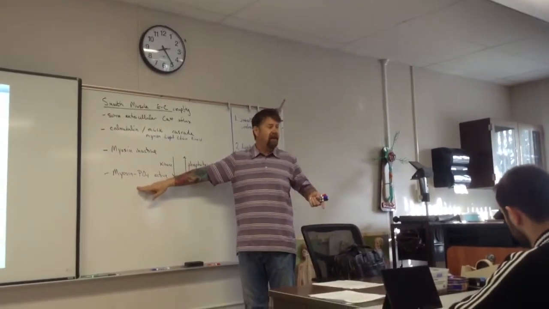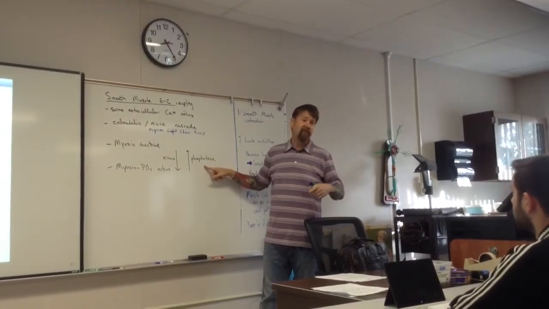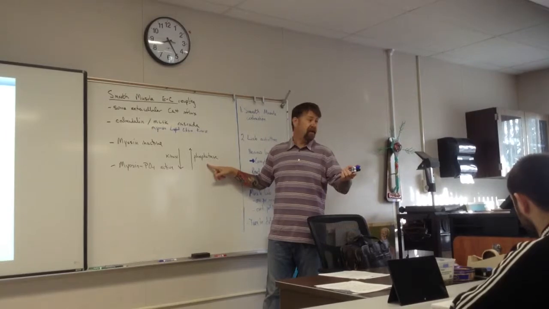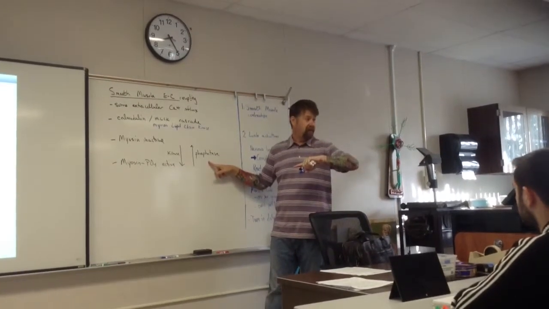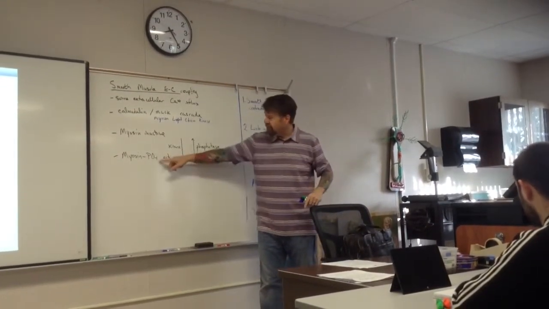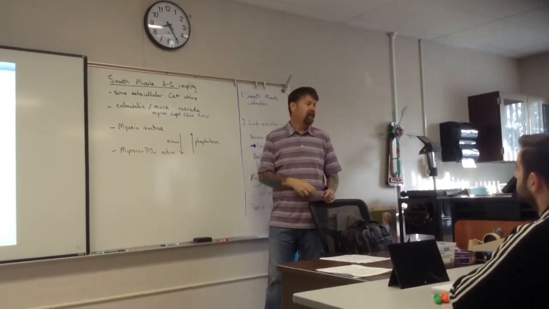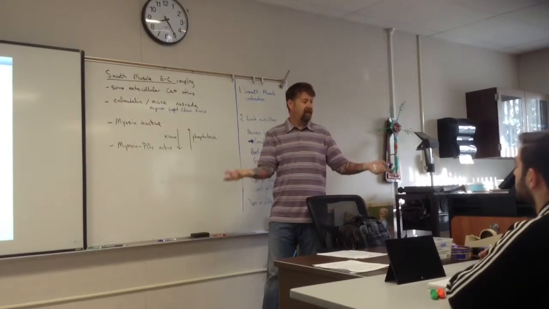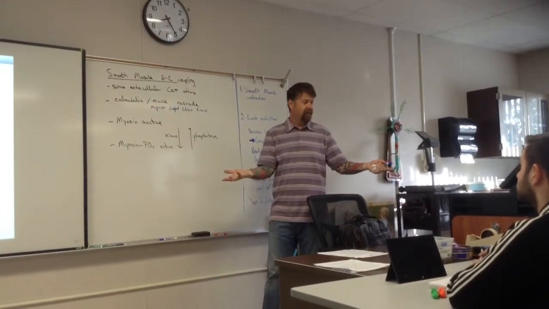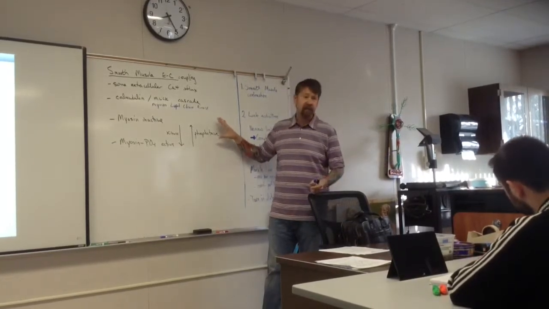How do you do relaxation? You have to use a phosphatase. What's a phosphatase? It removes phosphates from proteins, right? To take the phosphate off of myosin, to make it inactive again, and then the muscle relaxes. Does that kind of make sense? Okay, so this is very different, right?